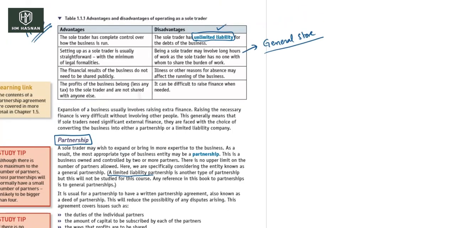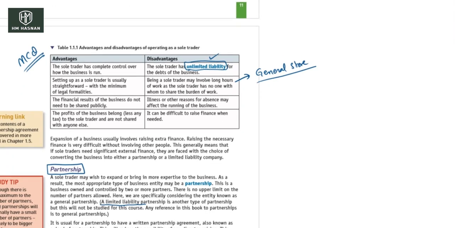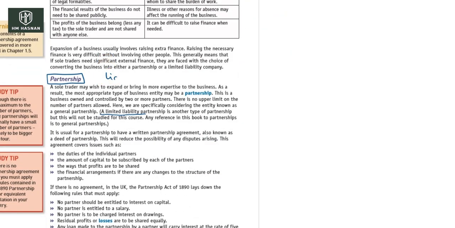Remember one thing: the liability of a sole trader is limited or unlimited? Unlimited. And the liability of a partnership is also unlimited. But there is another type of partnership where the liability is limited, but it's not in the domain of our course. The liability of a partnership is unlimited.